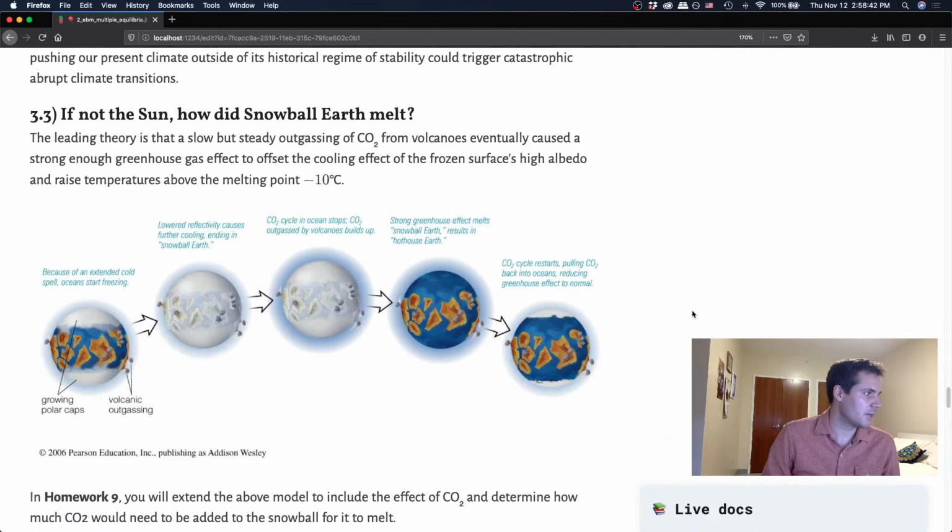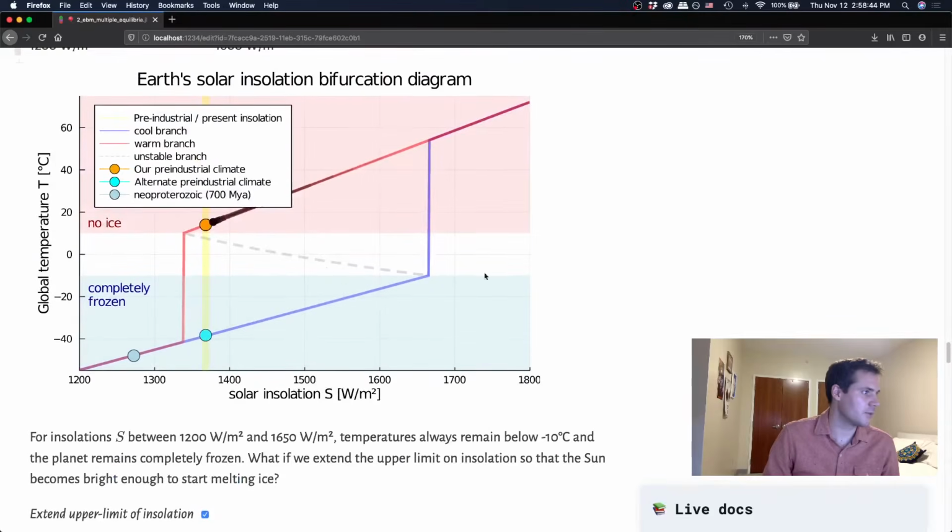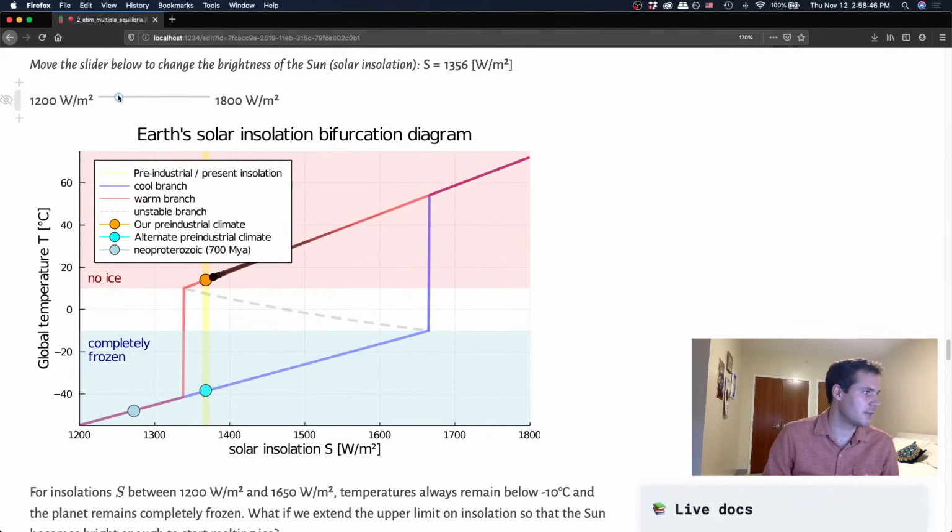Okay, so let's get back to our problem. So we saw in this graph here that when we start out with the Snowball Earth 700 million years ago, where it's completely frozen, there's ice everywhere, so it's reflecting a lot of sunlight to space, which makes everything really cold.